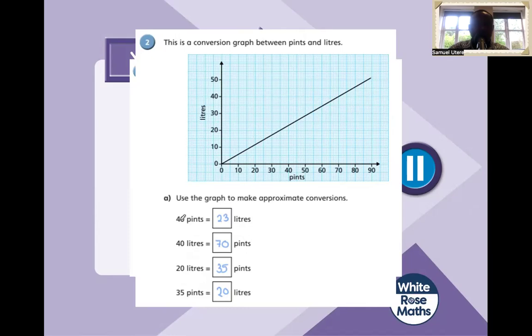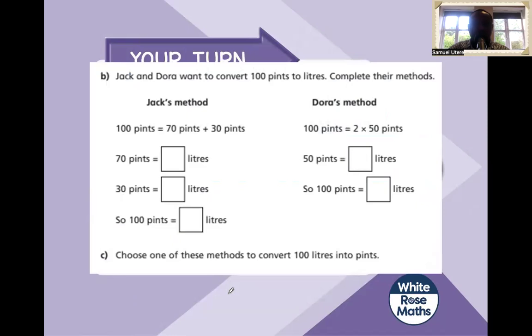So a quick way to do it could have been to divide by 8, which will give you 5, or you can simply just read it from your graph. So you read 35 pints and you read the graph to see that it should be equivalent to 20 liters. For B and C, pause the video and answer B and C in 2 minutes. Assuming you've paused the video and you've answered B and C, here are the answers.